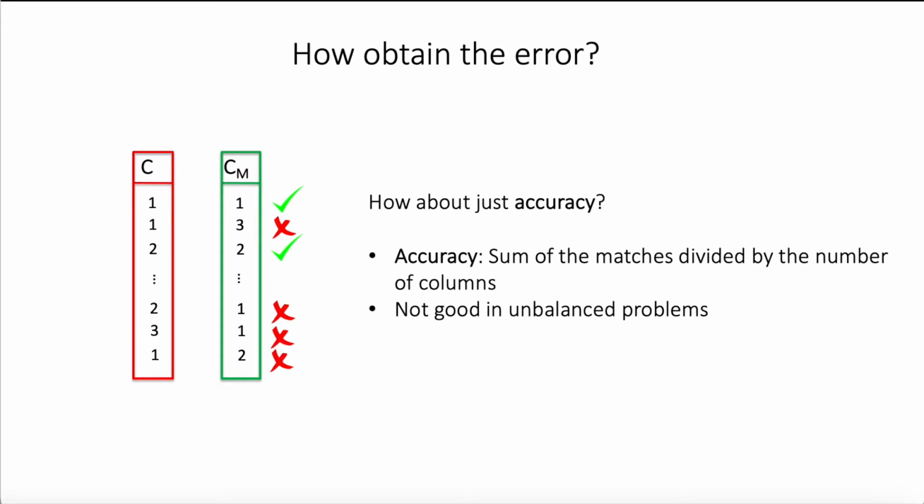One idea could be just the accuracy. How about going over all the pairs of prediction versus actual value and counting all the wrong predictions divided by the total number of cases? That could be an initial idea of an error. Accuracy would be the same, counting all the correct predictions divided by the total number of cases. But we'll see now that this idea is not good for unbalanced problems, in other words, when the proportions of the different classes are different.